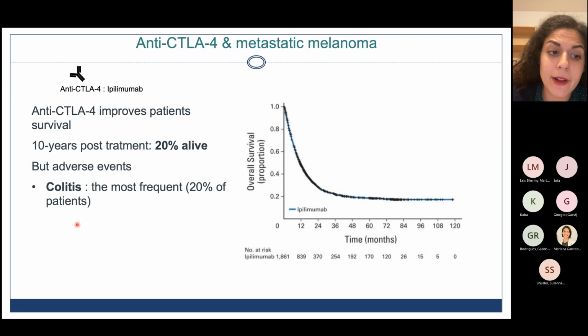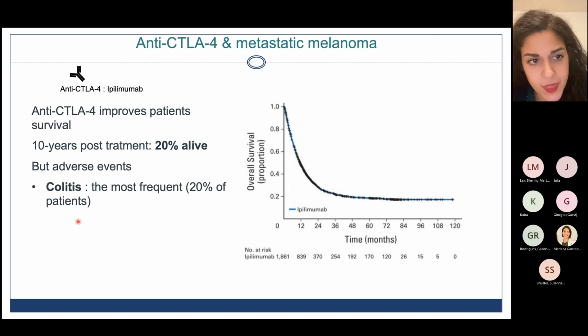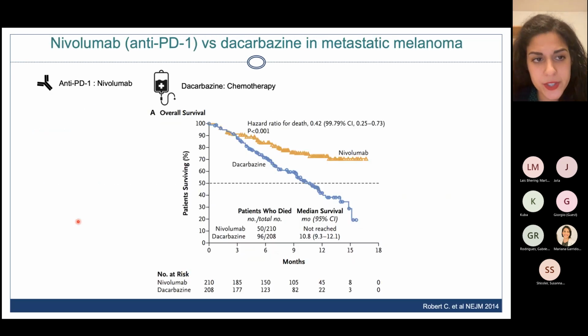But sometimes you also have adverse events, immune-related adverse events, and especially colitis with anti-CTLA-4. And that's why there is the use of anti-PD-1 and anti-PD-L1 that are less toxic than anti-CTLA-4, and that also are highly effective. So here you have the curve showing actually the survival of the patients during a clinical trial.